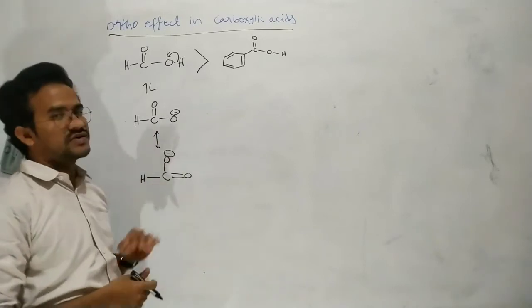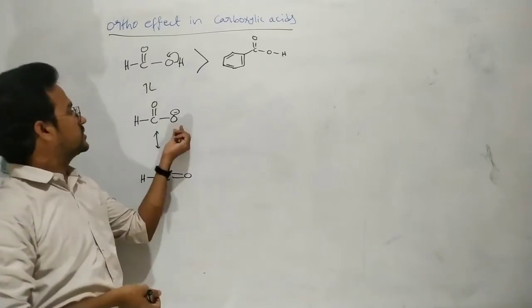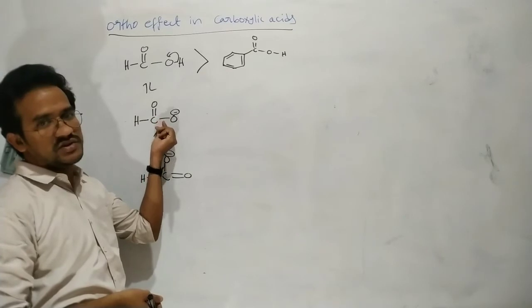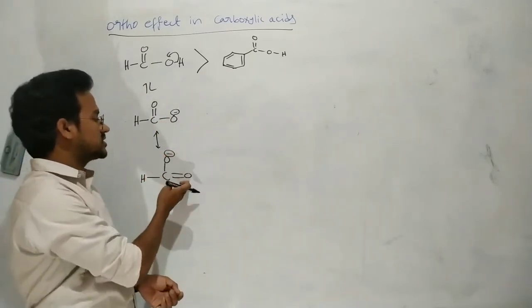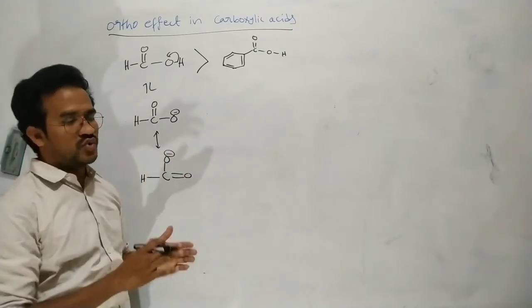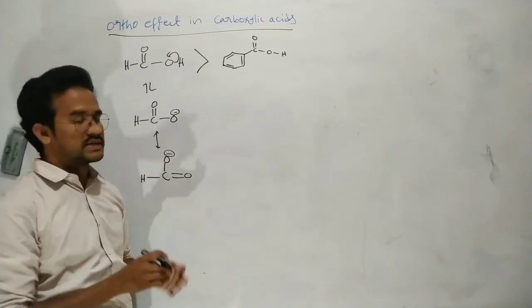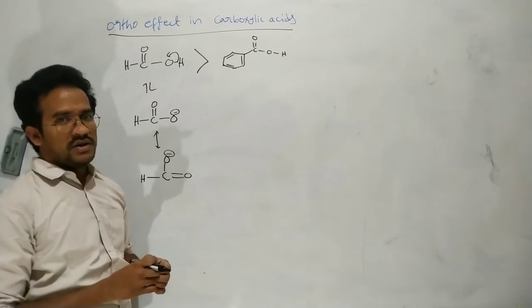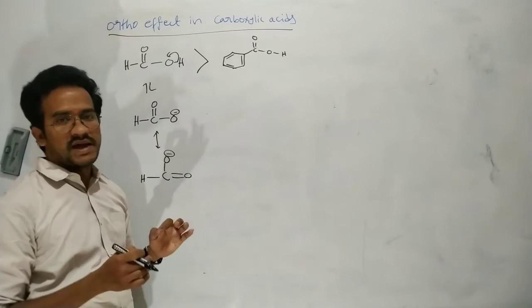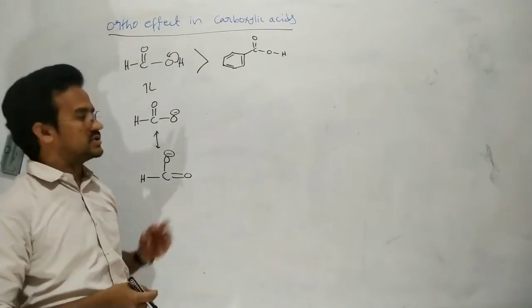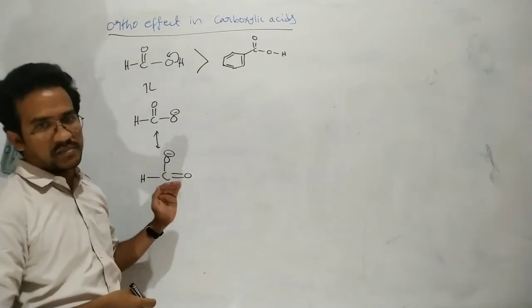Here two resonant structures are possible. This negative charge is involved in conjugation with the C double bond O group. Again, the negative charge is involved in conjugation with the C double bond O group. These two are equal resonant structures. That negative charge is involved in resonance with the CO group only. That means there is a maximum dispersal of the negative charge in this conjugate base. That is the formate ion.